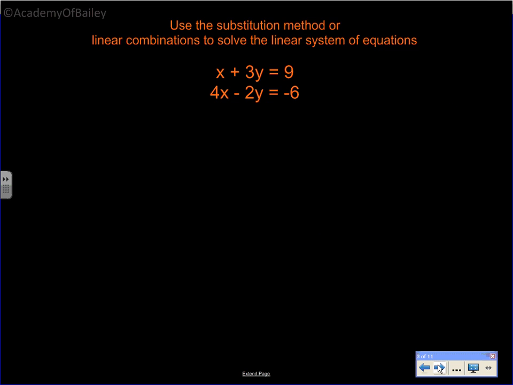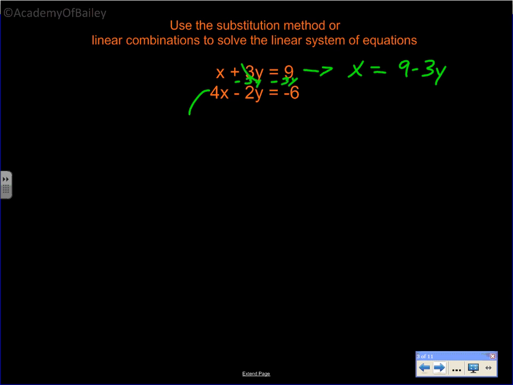Okie dokie then. Man, that was a good one to start out with. This one here, a couple different things. We either have to try and get the numbers in front of the variables to be alike, or I'm looking at this x right here. That x right there allows us to substitute fairly quickly. Let's subtract 3y from both sides of the top equation. So x, and the 3y's canceled, is equal to, let's say, 9 minus 3y.